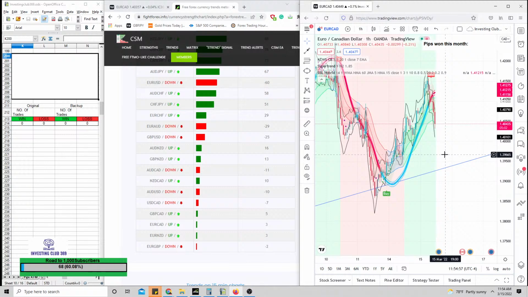I'm only looking for 20 pips in Forex and 10 pips in the S&P. So what do you guys think about the Euro CAD? I want to hear your opinion. Or I want to read your opinion.